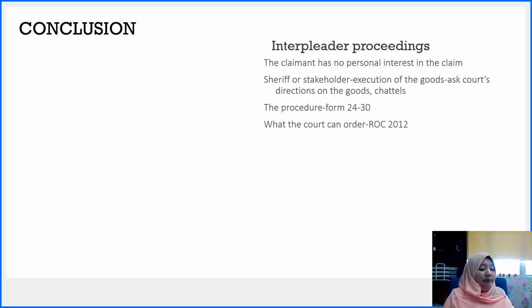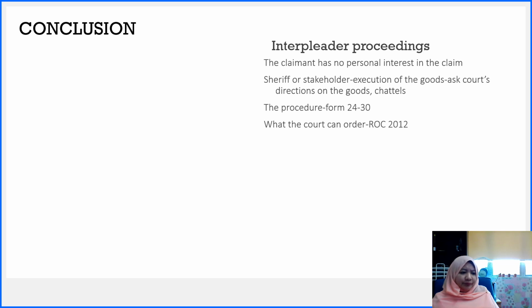The court can make one order in several causes or matters. Then the court may order discovery, and the court can order a trial of interpleader, which is Order 17 Rule 11. This court's power is important for you to know.